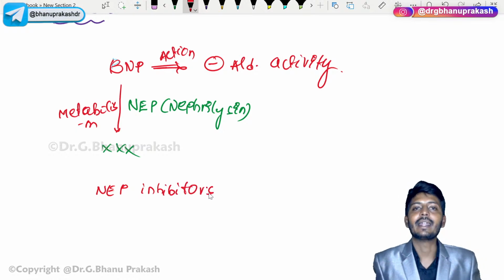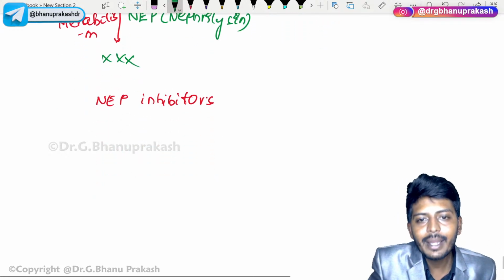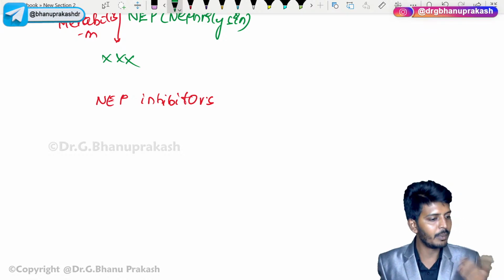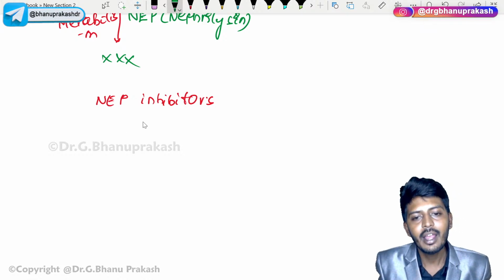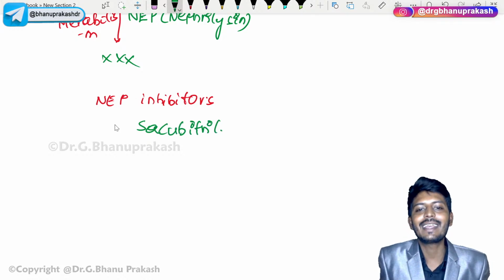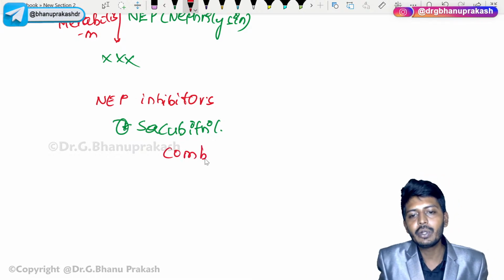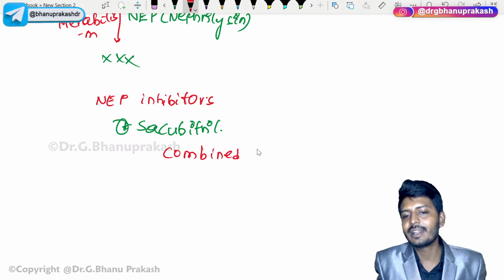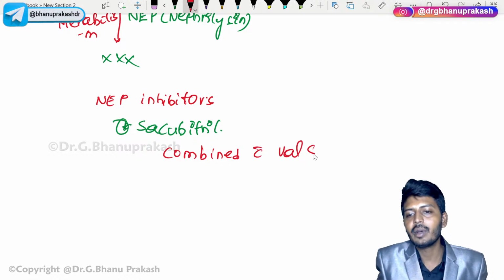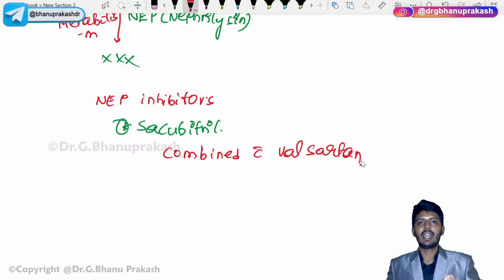That NEP inhibitor is actually the drug which one of you already commented. I think Deepanjali More, you commented sacubitril plus valsartan. So sacubitril, my dear students, is a NEP inhibitor. It is combined with one of the most important sartans, that is valsartan. This is an approved combination for the treatment of congestive cardiac failure in many countries, specifically India. So the best approved combination is sacubitril plus valsartan.